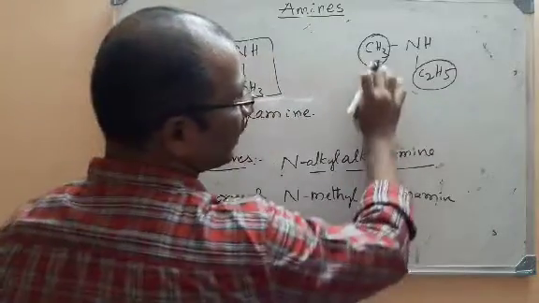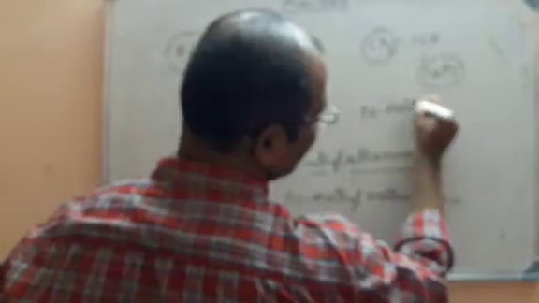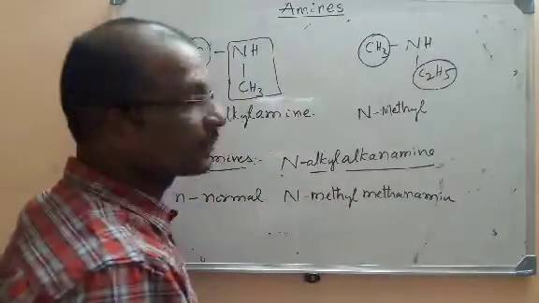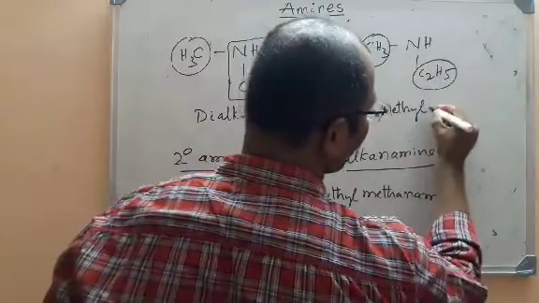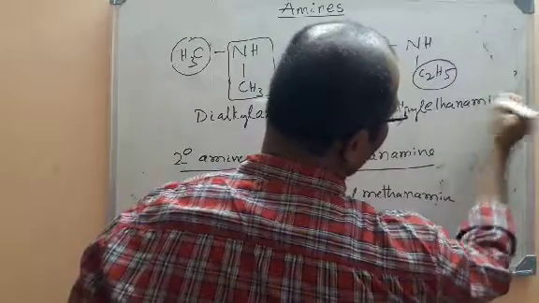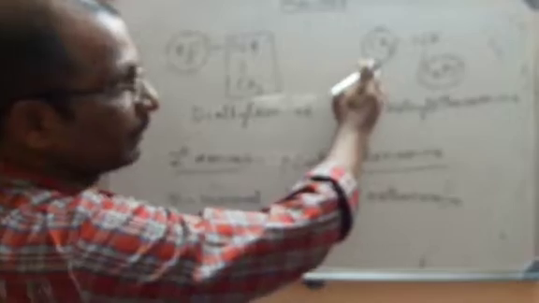After N, what do we write? The name of the alkyl group. First we write the alkyl group with fewer carbons. The other alkyl group belongs to the parent amine. So it becomes N-methyl ethanamine. This is the IUPAC name of this molecule, N-methyl ethanamine.